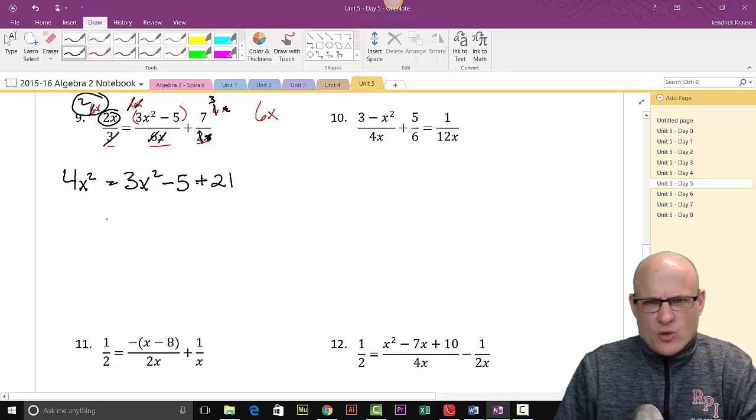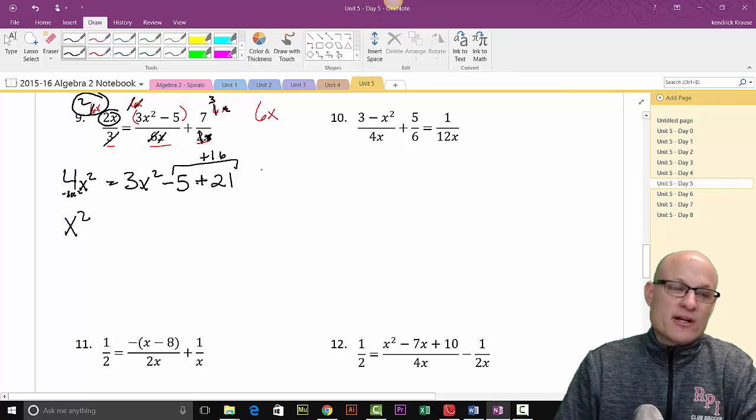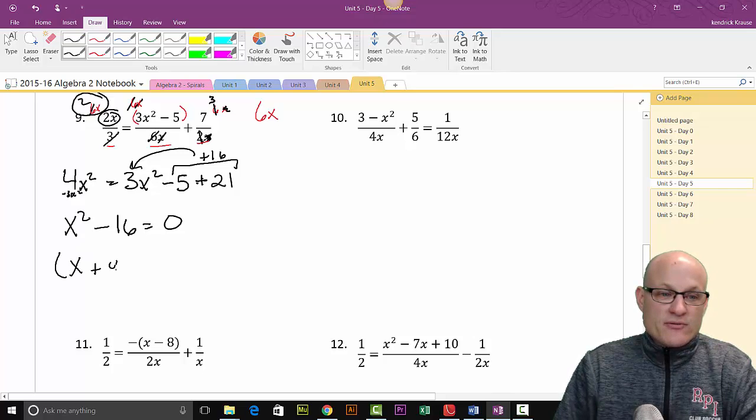This is a quadratic, so I'm going to bring everything to the left side. So when I subtract 3x squared, I get just x squared. I'm subtracting 3x squared here. And this is really a positive 16. So when I bring it to the other side, it will actually be a negative 16. Wait a second. I got to factor that. x plus 4, x minus 4. So that means my two answers are x equals negative 4 and x equals positive 4.